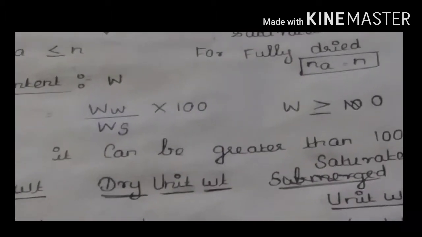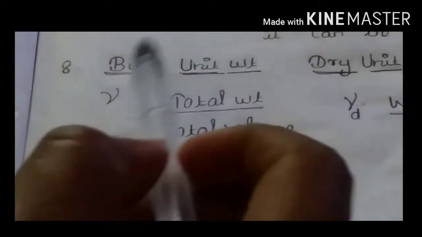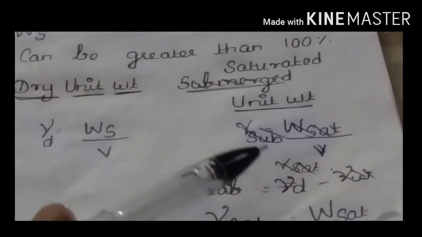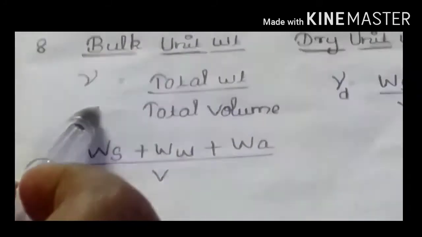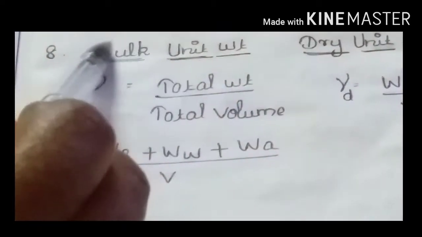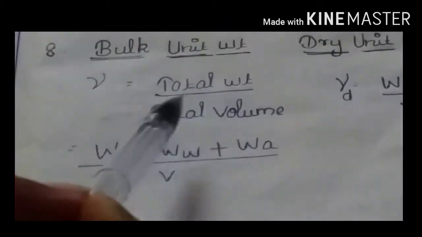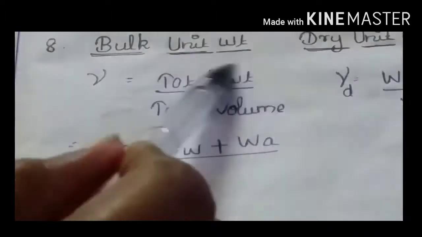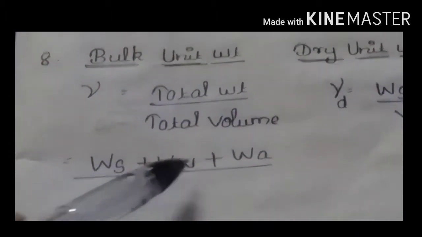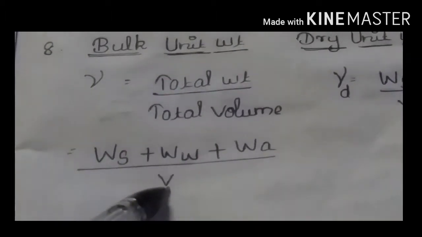Then coming to the unit weight, there are five unit weights. One is bulk unit weight, dry unit weight, saturated unit weight, the other one submerged unit weight, and the other one is unit weight of the solids. Let's see bulk unit weight at first. By unit weight we all know it means weight divided by volume. As it is a bulk unit weight, total weight by total volume. Total weight means Ws, weight of solids, weight of water, weight of air, to the total volume V.